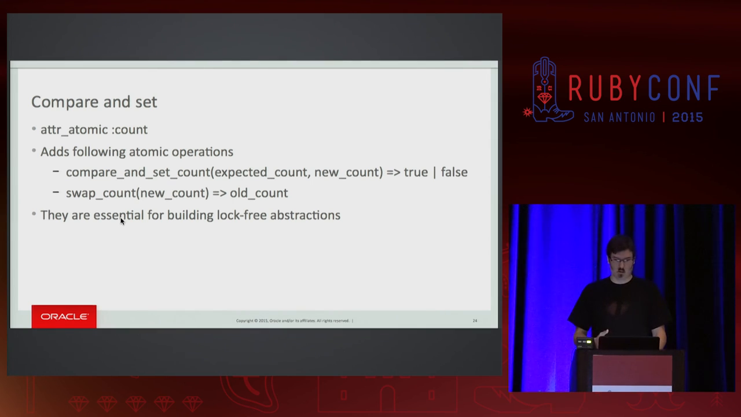So the way this usually works is that you construct a loop where you first read the current value from a field, then you compute a new value, and then you try to set it with this atomic operation, compare and set, at the end. If it succeeds, you break from the loop. If it fails, you repeat. And if there is contention, like three threads are trying to do the same thing, then one of them succeeds, and the rest of the threads repeat until they succeed too. So these are essential to building lock-free abstractions. And we can use this to get rid of the last critical section in the fulfill method.